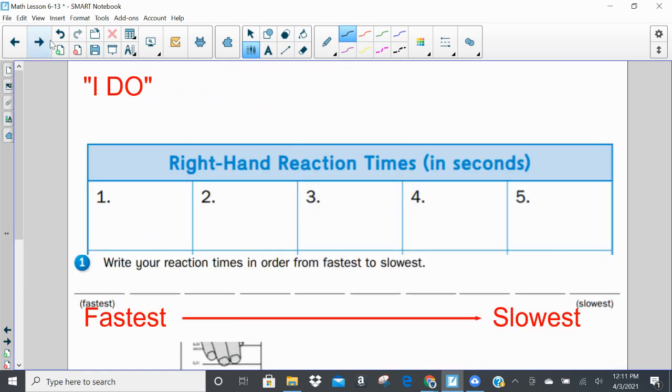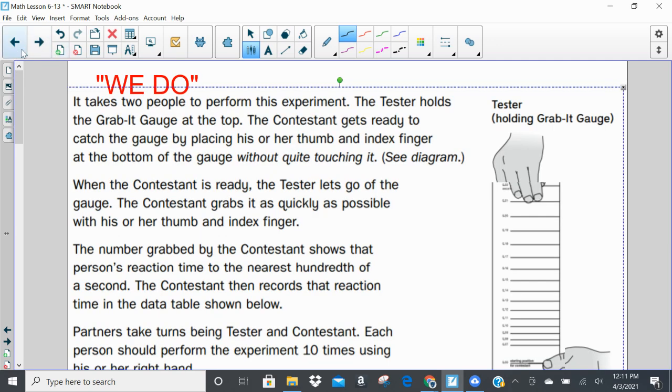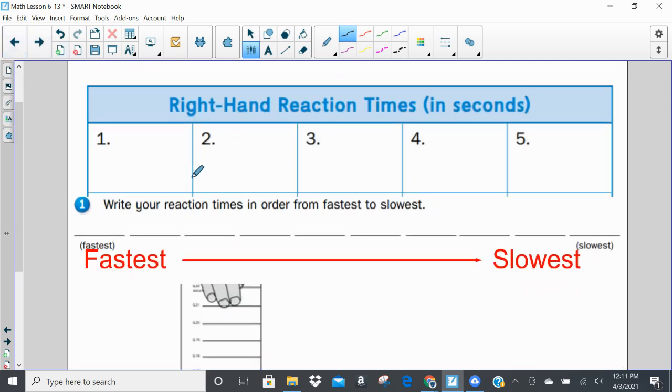Okay? Now that I've done that, it's important that we also write those reaction times from fastest to slowest. If it's the slowest, that's going to be the greater number. So the greater number is going to be on the slow end, and the least number that you have is going to be the fastest. It's kind of like running a race. You want the least amount of time, not the greatest.